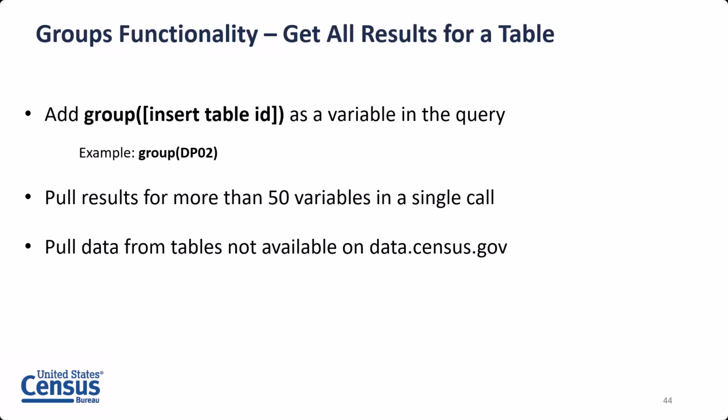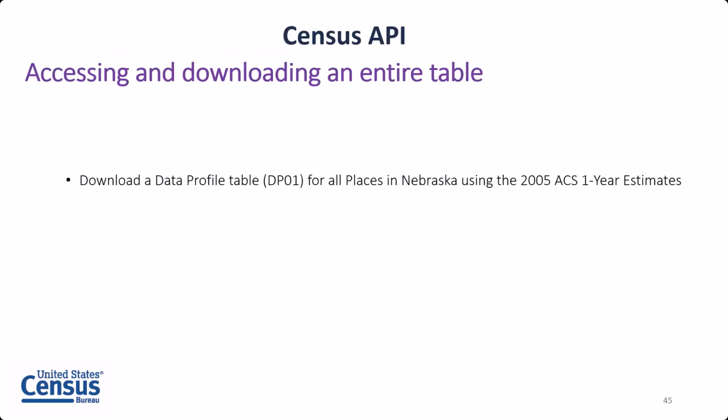And the other advantage of this is you're able to pull data from tables not available on sites like data.census.gov. So that's what I wanted to show from my final example here, was pulling some data from the API that you could not actually access on data.census.gov.